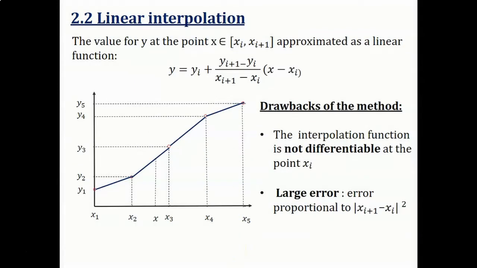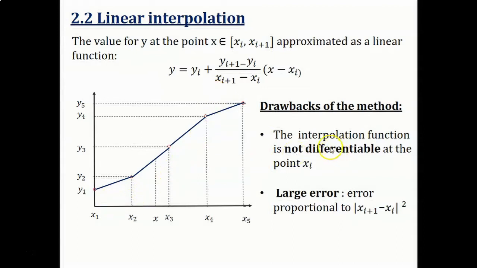The most basic interpolation is the linear interpolation. So the linear interpolation consists of estimating the value of f for a given point x that lies between the points xi and xi plus 1 as the value of the line passing through the points xi, f of xi, and xi plus 1, f of xi plus 1. So this is basically the equation of the line passing through the points xi and xi plus 1.